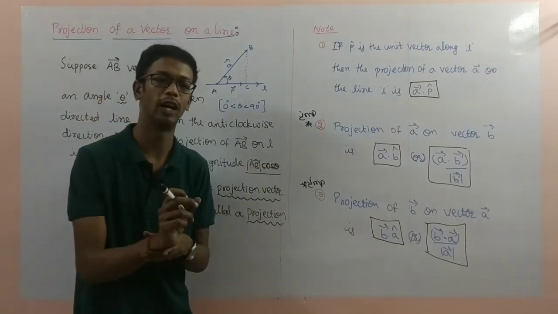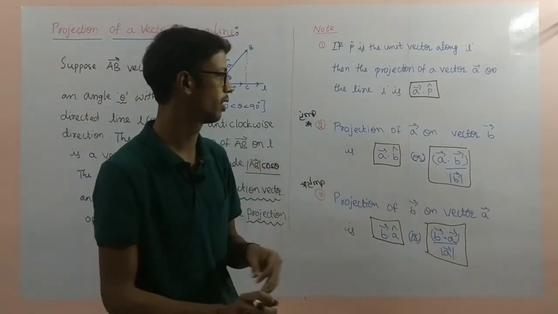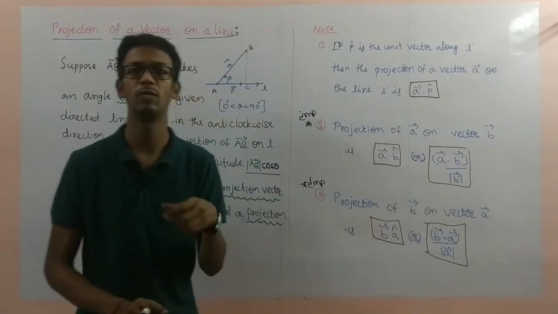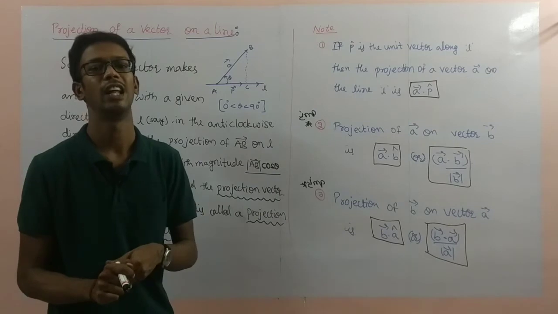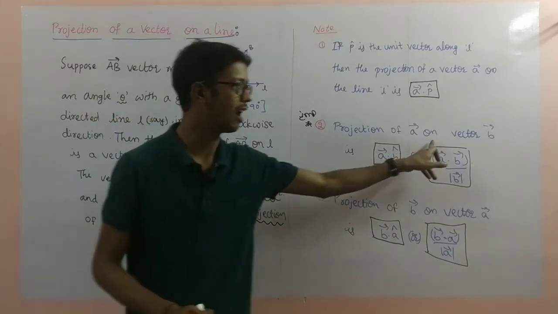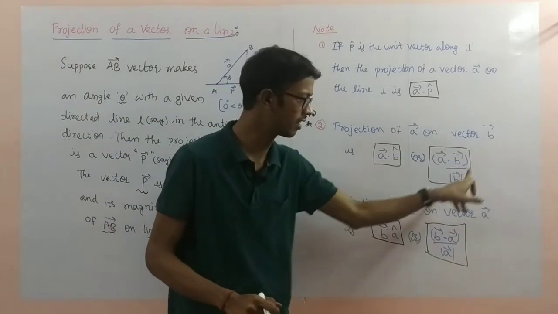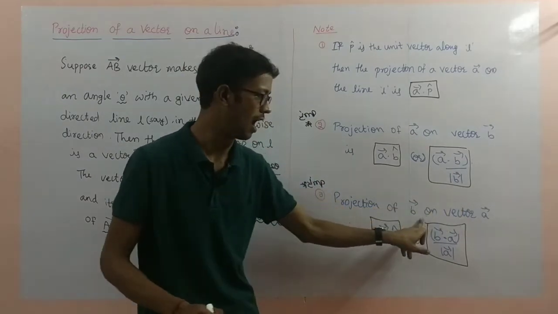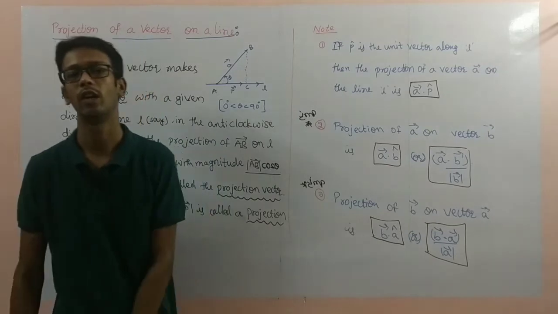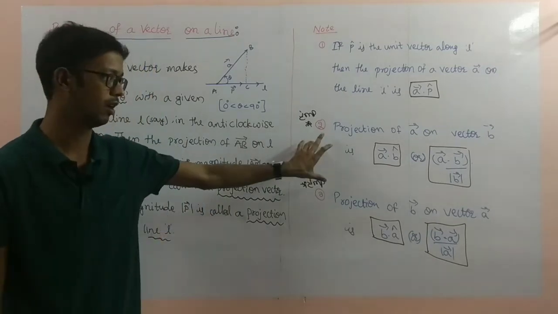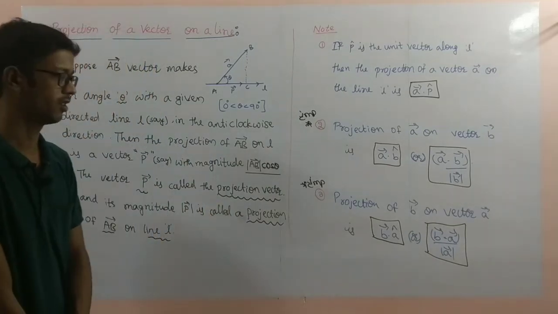They'll give examples and exercise problems. Projection of A bar on B bar is nothing but A bar dot B bar by magnitude of B bar. On, after that, whatever vector is there, that is the denominator magnitude. On A bar vector, so the denominator is magnitude of A bar. How to write? Remember it that way. Okay, pause the video to note it down.